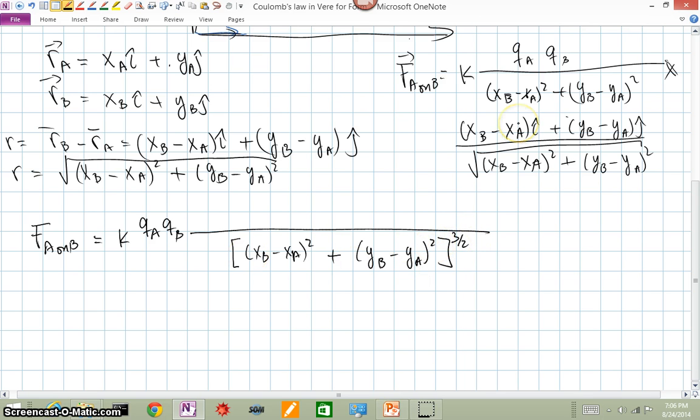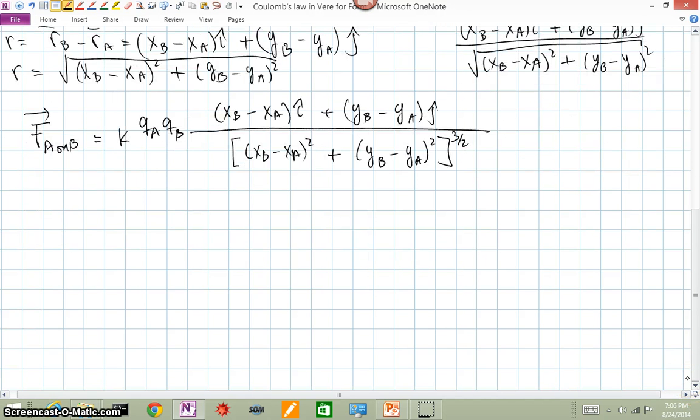And up here, what do we have? We have xb minus xa in the i direction plus yb minus ya in the j direction. Okay, so that's the force in vector form. This is a vector. And at this point, you might be lost because there's a lot of algebra here. So let's just apply this to a simple problem.